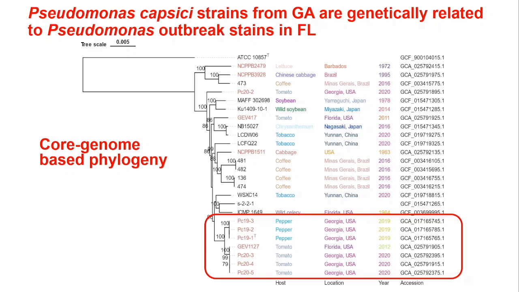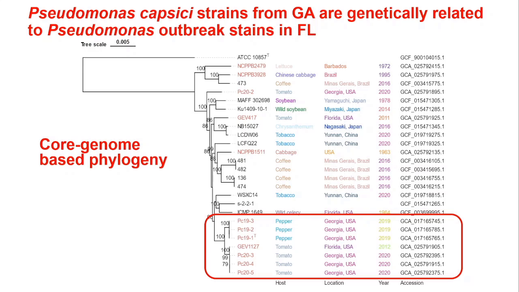So capsici was actually first identified in Florida in 2012, and they did not know it was capsici. They named it Pseudomonas cichorii. But later in 2019, 2020, and 2021, we found this disease in peppers and tomatoes, both in the greenhouse and also in the field. Okay.